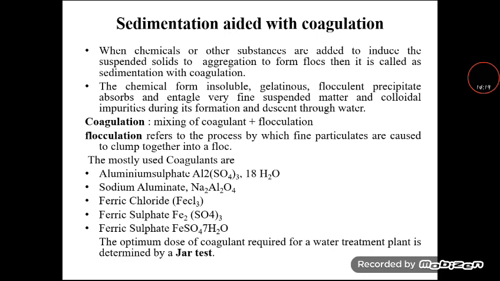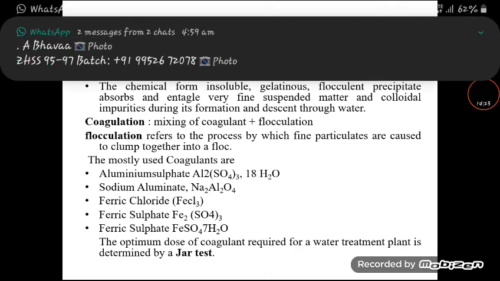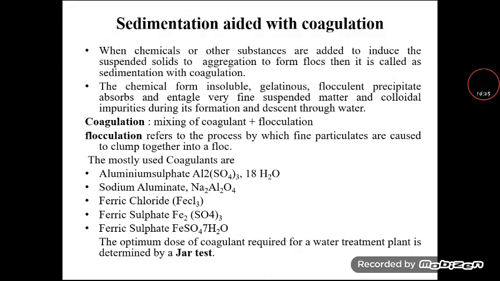The most widely used coagulant is alum. That is, aluminum sulfate is the most widely used coagulant, and ferric chloride, ferric sulfate, and sodium aluminate are some of the examples of the coagulants which we use for this purpose.